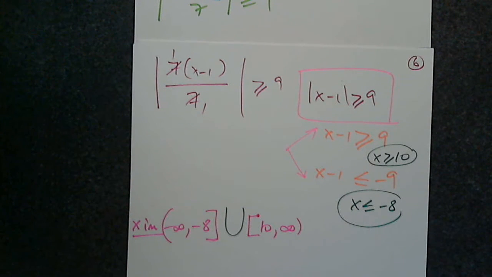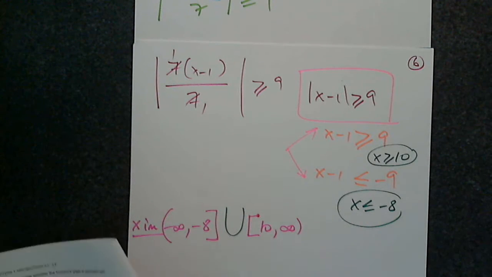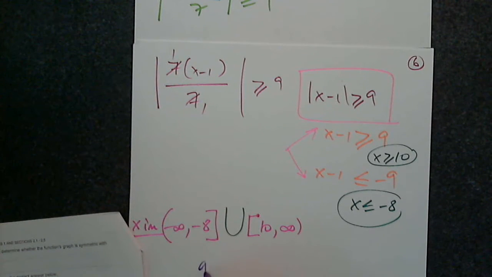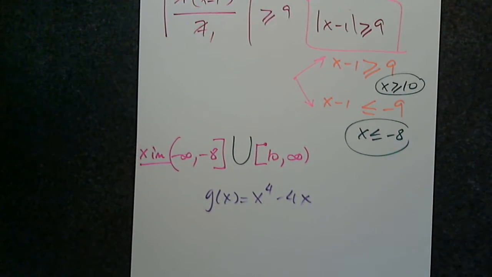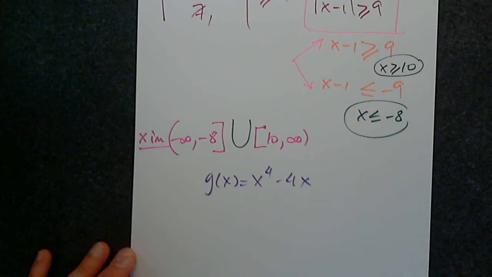Anything? 14. Let's do 14. Very good. 12, 13, 14. Very good. So in this problem, we are given g of x, which is x to the fourth minus 4x. And we're asked to identify whether this function is in any way symmetric.